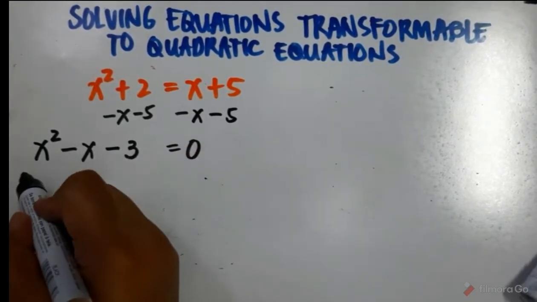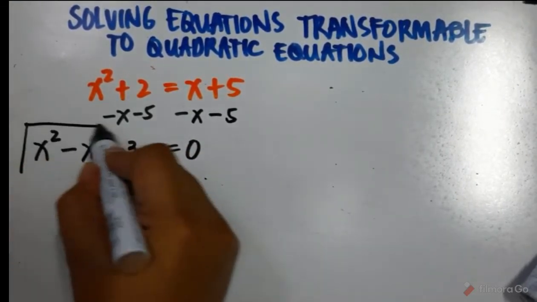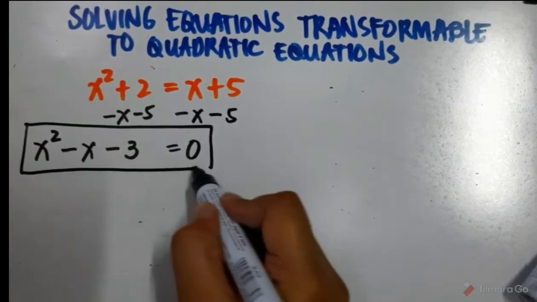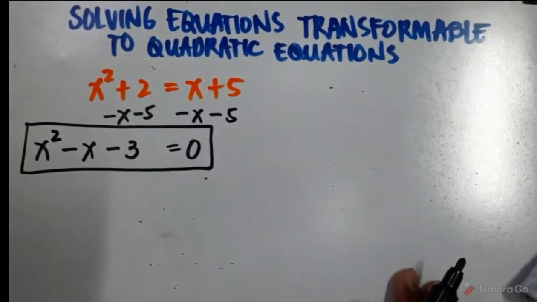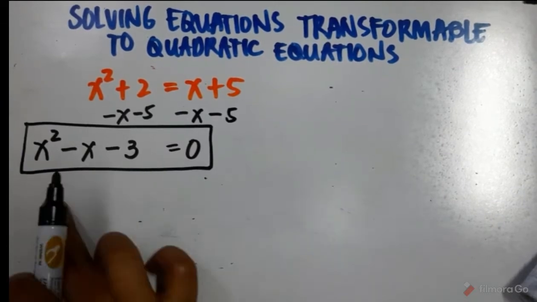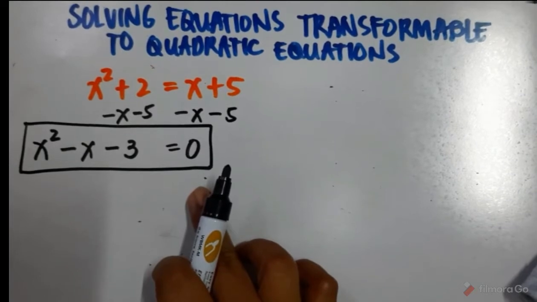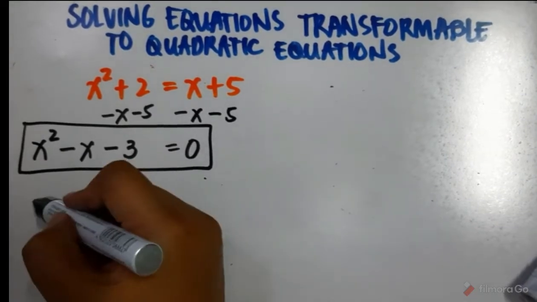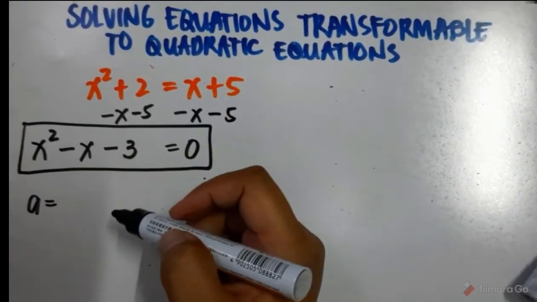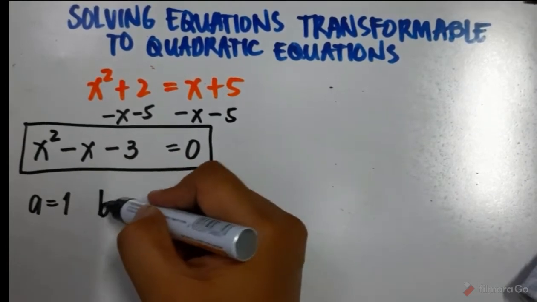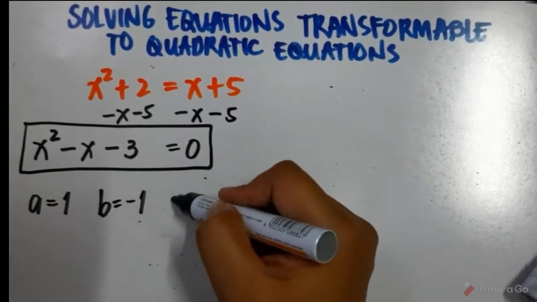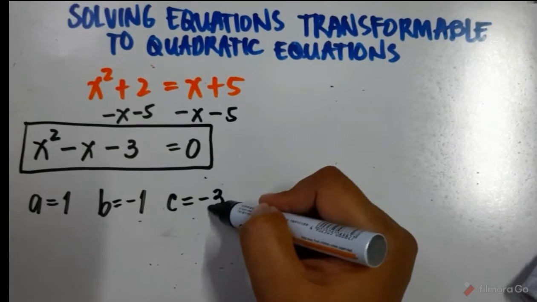So this is now our equation, x squared minus x minus 3. Now let us find the solutions of this given equation. Let's first identify the a, b, and c. Let's use the quadratic formula. a is 1, b is negative 1, and c is equal to negative 3.